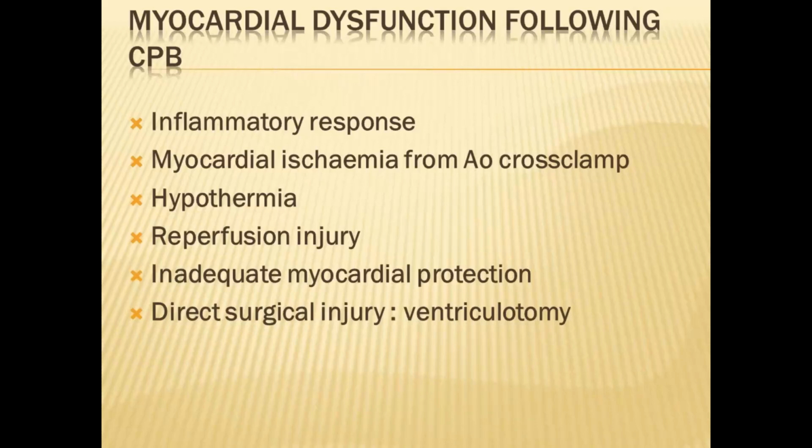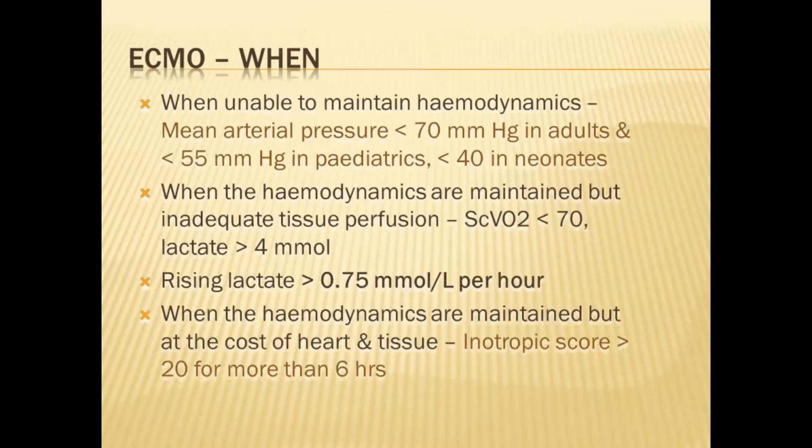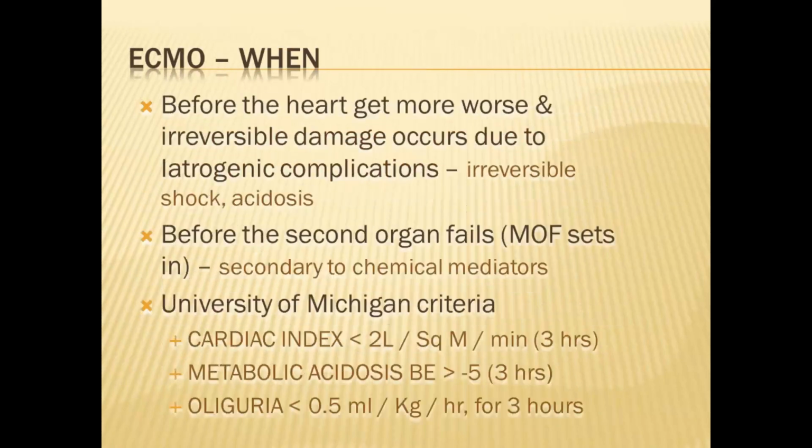The usual causes of myocardial dysfunction after cardiopulmonary bypass are the inflammatory response, myocardial ischemia because of aortic cross-clamp times, and hypothermia. Most of the time these are reversible injuries, or it can be inadequate myocardial protection during the cross-clamp times, and or there can be ventriculotomy, which is direct injury to the myocardium, and that takes some time for them to recover. Again, the indications and criteria for thinking about ECMO remain the same.